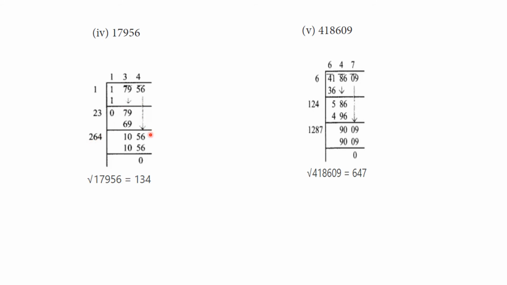Again 26 is there. You have to put the divisor and quotient as the same number. The last digit here is 6, so 2 options are there. 4 4s are 16, 3 6 6s are 36. But 6 is bigger, so you put 4, 4 4s are 16. 1, 4 6s are 24 plus 1 is 25. 2, 4 2s are 8, 8 plus 2 is 10. So the remainder is 0. Therefore the square root of this number is 134.